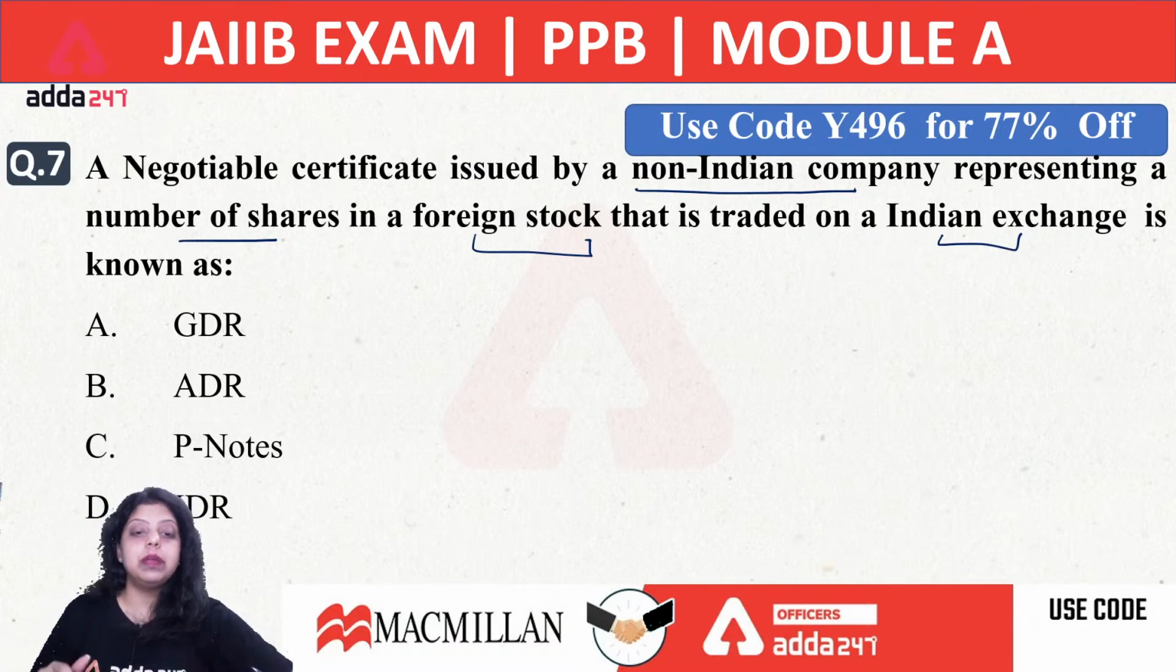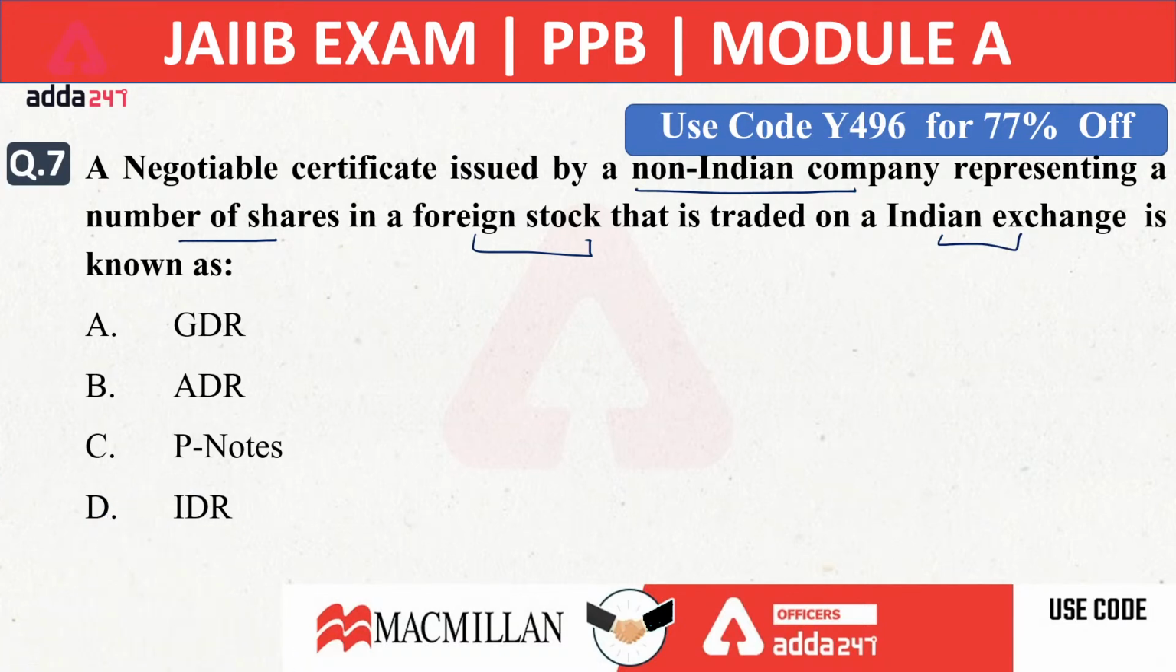The options are GDR, ADR, P notes, and the D option is IDR. So, which of the following is true? Read the key points of the question. What is the question saying? That the certificate is issued by a non-Indian company representing a number of shares in a foreign stock that is traded on an Indian exchange.